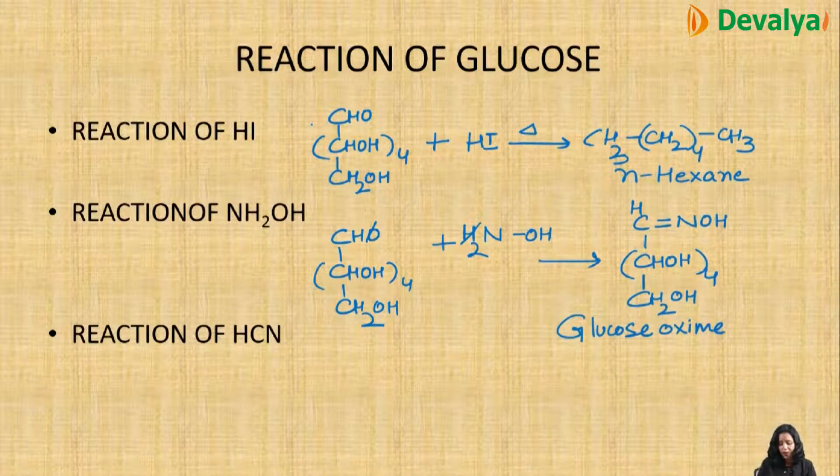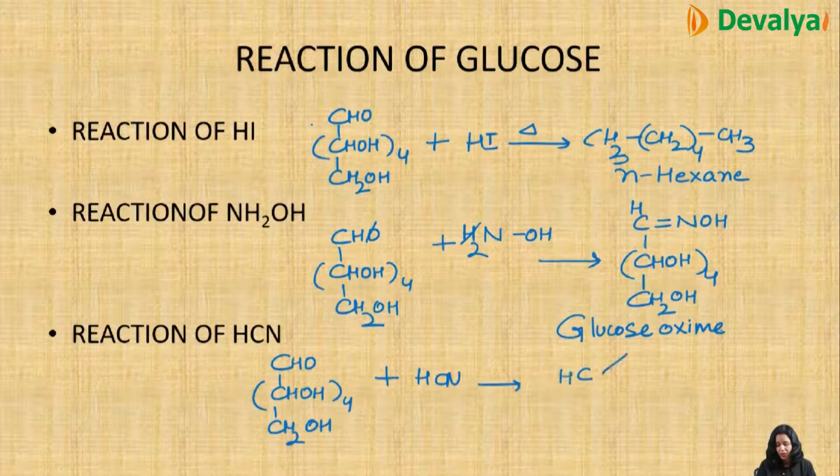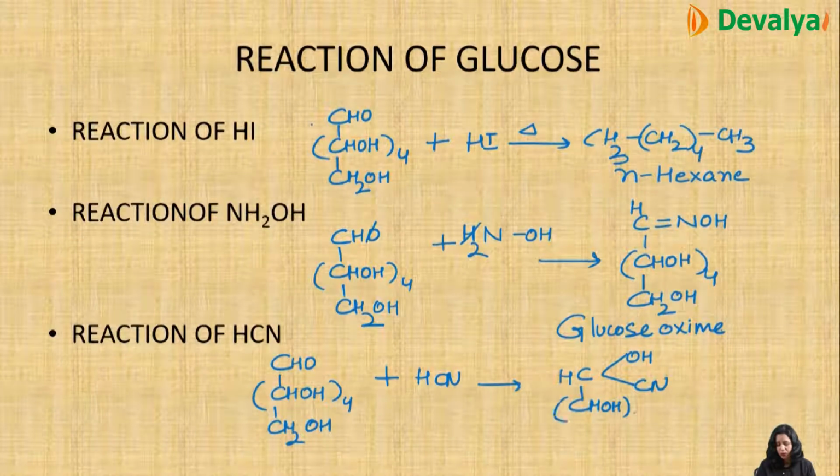Similarly, when we react glucose with HCN, that is CHO, (CHOH)4, CH2OH, and if I add HCN, then it gives CHOH and CN. This forms (CHOH)4 and CH2OH, and this forms glucose cyanohydrin.